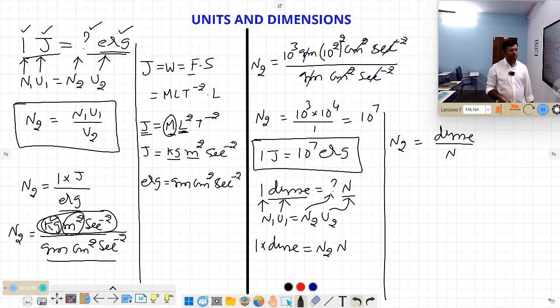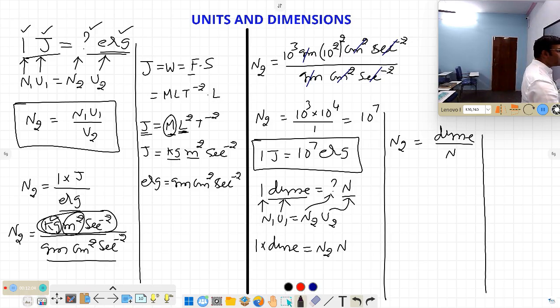So write the dimension formula for the Newton. Newton is related to force. What is the force dimension formula? MLT minus 2 is the dimension formula for the force. So this force, if you are expressing in terms of MKS system, the mass can be written in terms of kg, length I can write as meter, time I can write as second minus 2.